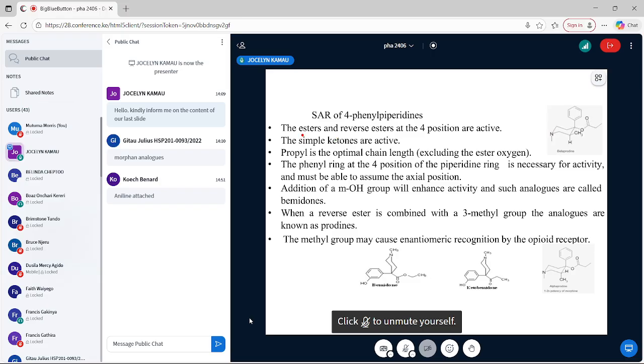The esters and reverse esters at the 4th position are active. As we have discussed, even fentanyl has an ester. And I have said even reverse esters are also active. This is what I'm drawing here as an example of a reverse ester. A reverse ester is where you start with oxygen and then the carbonyl group. A normal ester is like this one, the bemidone. You can see we start with the carbonyl group and we go to the oxygen.